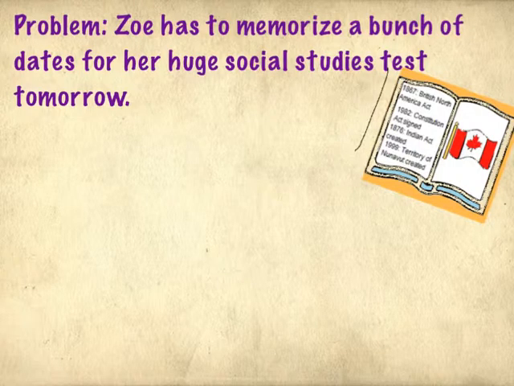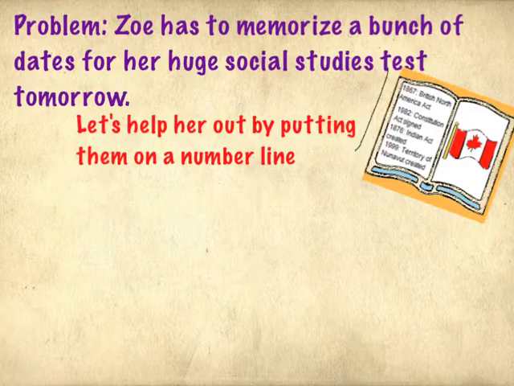So our problem here is that Zoe has to memorize a bunch of dates for her huge social studies test tomorrow. And we are going to help her out by putting them on a number line. So let's take a look at the dates she needs to memorize.